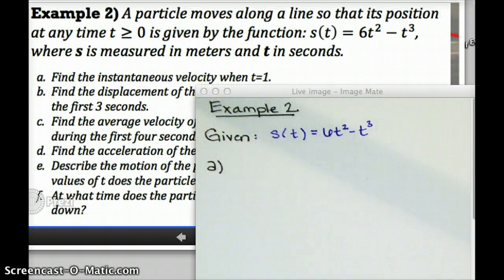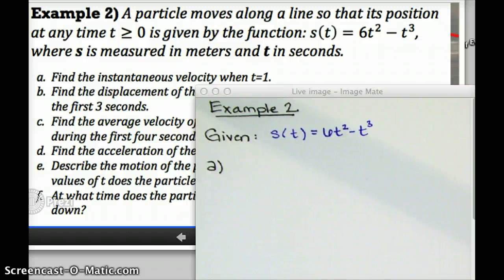And we'll start with A. What strategy am I going to use, do you think, to find instantaneous velocity when t equals 1? Exactly. Velocity is just a first derivative. And when they tell us t equals 1, it means that I'm going to plug in that number to find the first derivative at a specific point.